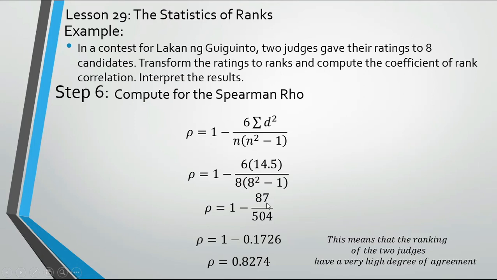504. So, 87 divided by 504 is 0.1726. Subtract that from 1, I will get 0.8274. So, ano ibig sabihin nun? 0.8274. So, gagamitin natin yung qualitative description ng Pearson. Since 0.8274 is nasa pagitan ng 0.75 at 1, we can say that the ranking of the judges has a very high degree of agreement.